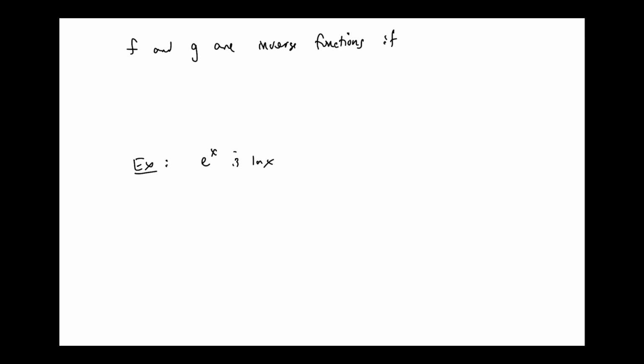What's true algebraically about e to the x and log x? What happens if I plug one into the other? What do I get if I plug it in that way? X. And what do I get if I plug it in this way? Also x. So that reminds us of the definition: if f of g of x and g of f of x are both x, so if the two functions undo each other, if you compose them in either order, in both orders you get x, they're inverses.